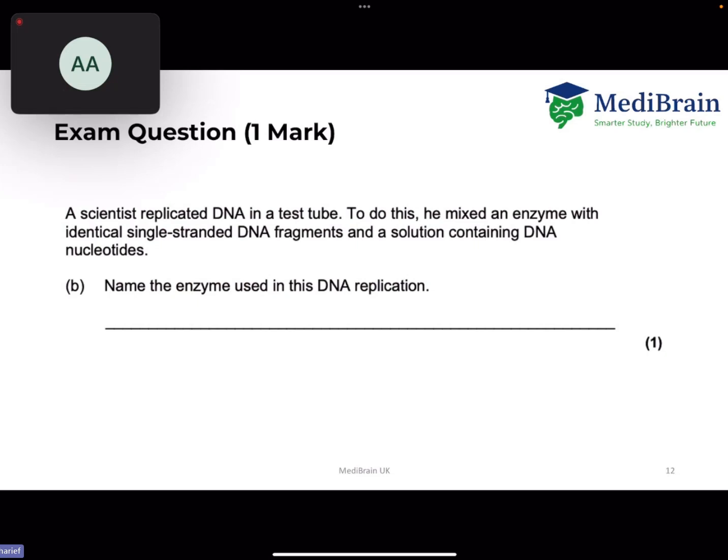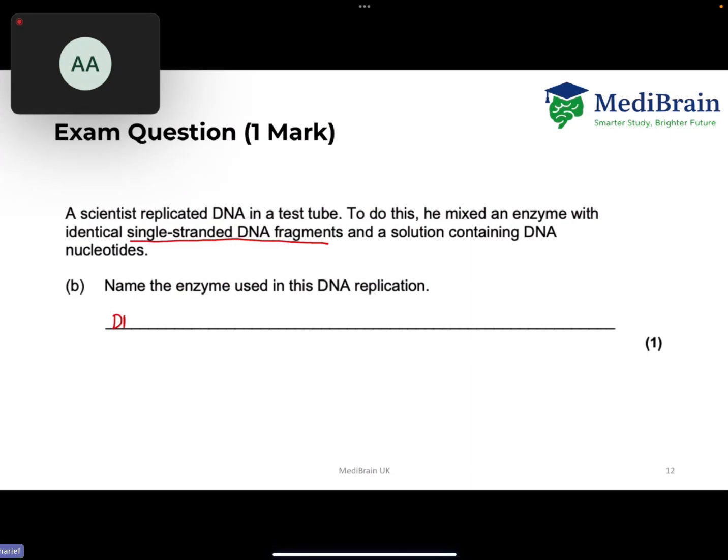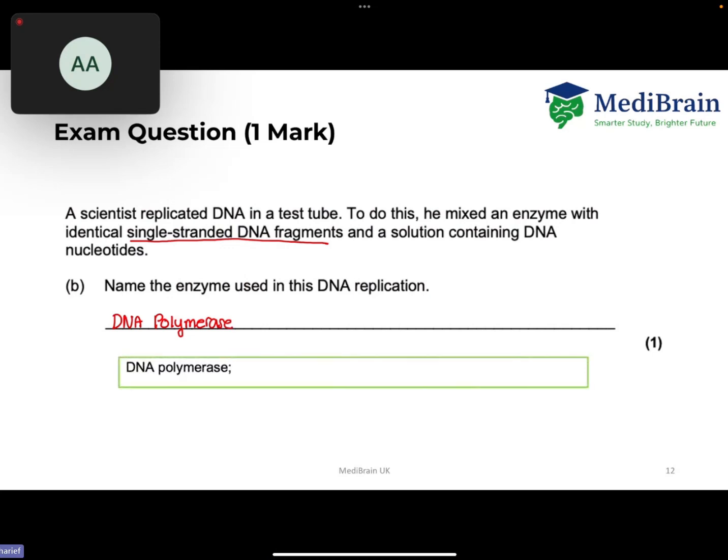So in the test tube, we have these single-stranded DNA fragments. We need to make them double-stranded. How do we make them double-stranded? Well, we need DNA polymerase to catalyze the formation of phosphodiester bonds between adjacent nucleotides through a series of condensation reactions. Okay, so it's going to be DNA polymerase. Because they're already single-stranded, we don't want to break them even more. We want to actually catalyze them joining together. That's why it's DNA polymerase.